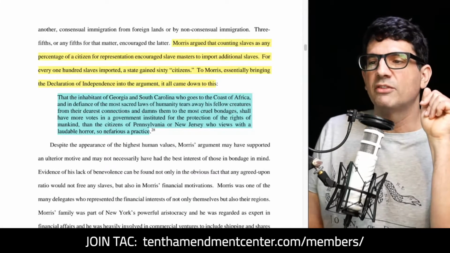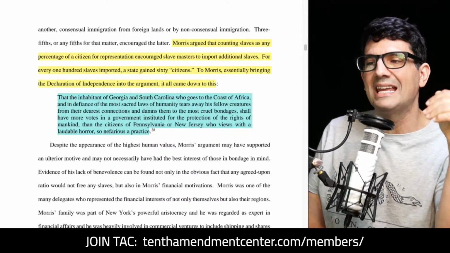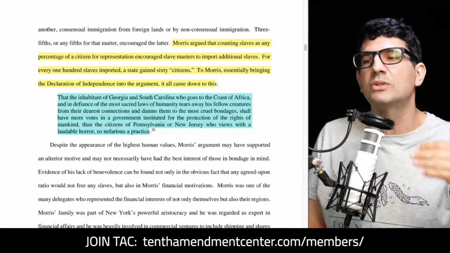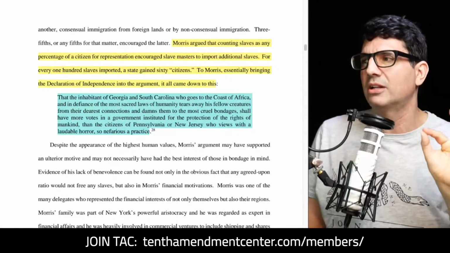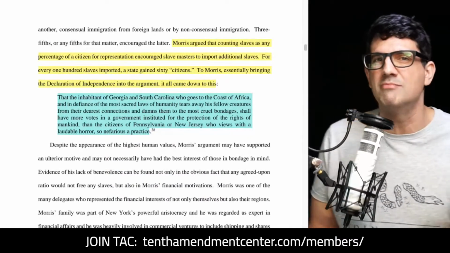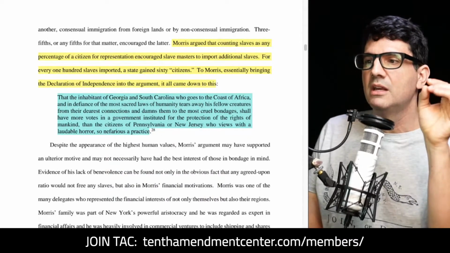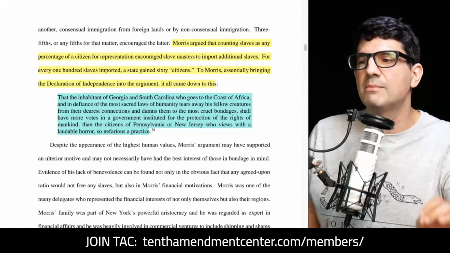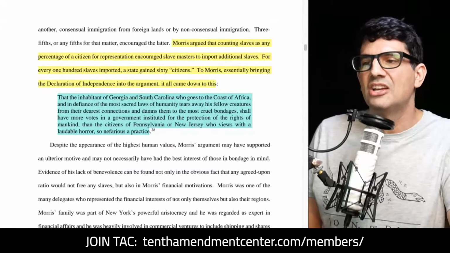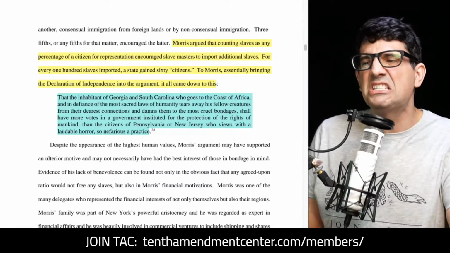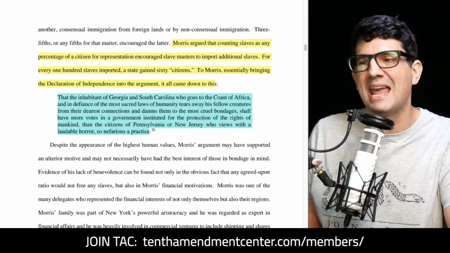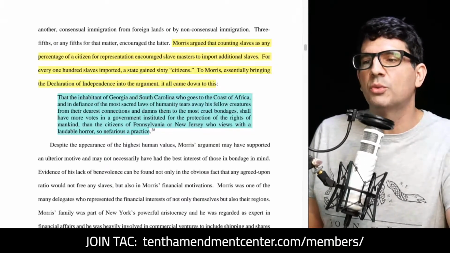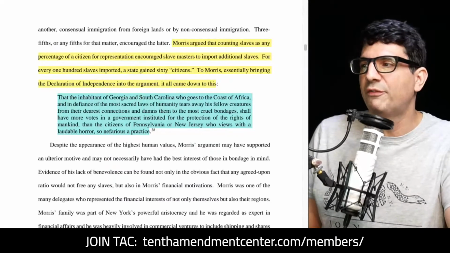Governor Morris from Pennsylvania said that the inhabitant of Georgia and South Carolina who goes to the coast of Africa and, in defiance of the most sacred laws of humanity, I love that he put it that way, because this is a very sacred law of humanity that you don't do this to other people, tears away his fellow creatures from their dearest connection and damns them to the most cruel bondages, shall have more votes in a government instituted for the protection of the rights of mankind than the citizens of Pennsylvania or New Jersey, who view with a laudable horror so nefarious a practice.